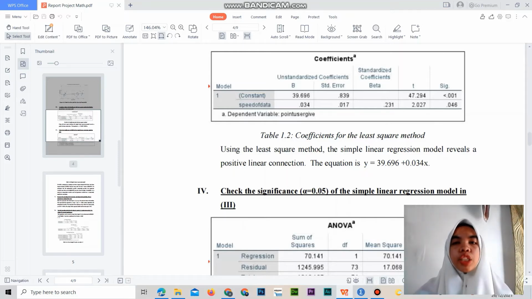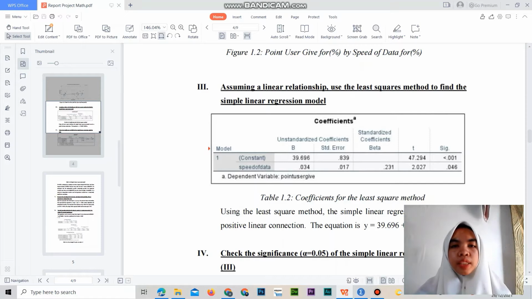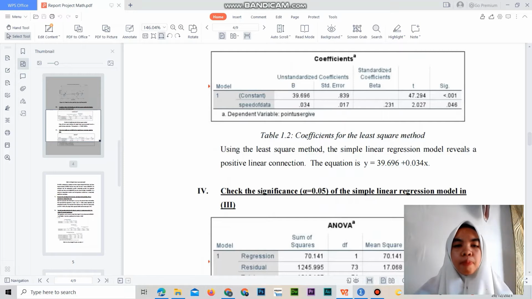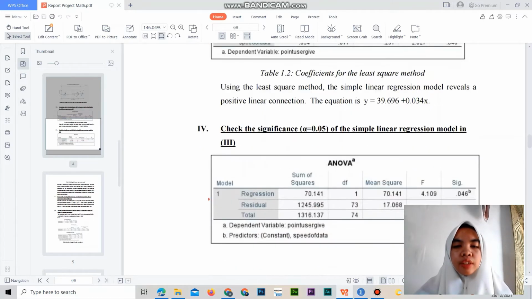Hi Doctor, my name is Azira binti Sairi. My matric number is DE1900888. Right now, I will present part 3 and part 4. Part 3, which is assuming a linear relationship, use the least square method to find the simple linear regression model. And for part 4, check the significance, alpha equal to 0.05, of the simple linear regression model in part 3.